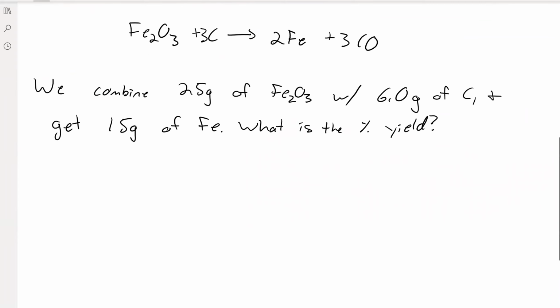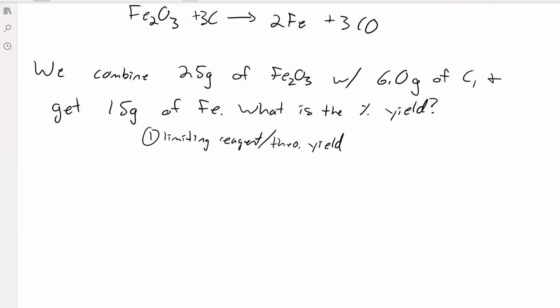And so we're going to follow our steps, right? So the first step is to figure out which one is our limiting reagent / the theoretical yield. And so what we can see is that we have 2 different components. So we're going to have to find the theoretical yield for each component. Let's go ahead and start off with our 25 grams of our iron oxide.